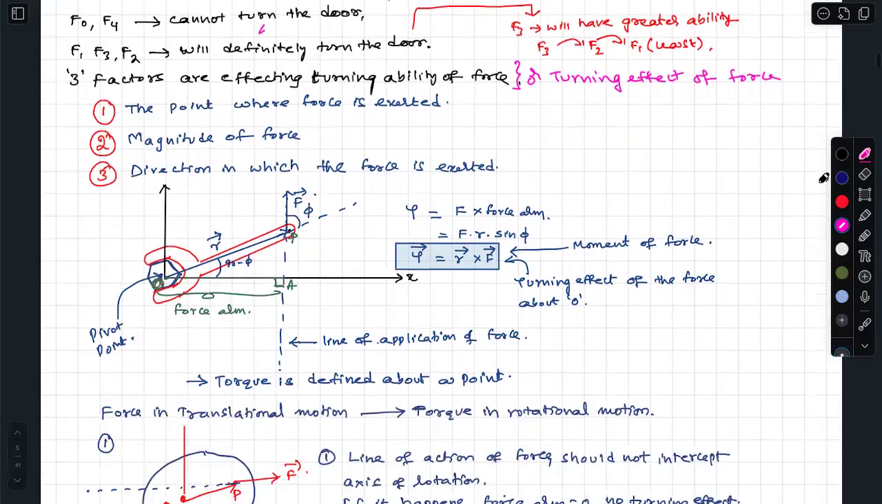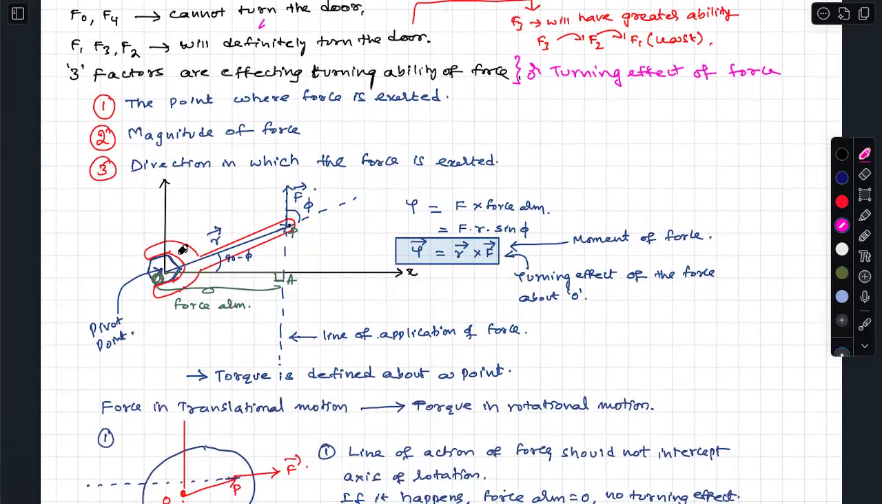So to sum it all, imagine that I am using a wrench-like arrangement to turn a bolt. This is a fixed axis system. I am applying some force F like this. So the torque of the force, also called the moment of force, also called the turning effect of the force about O, is defined as R bar cross F bar. I am repeating, the turning effect of the force about the point O is defined as R bar cross F bar.